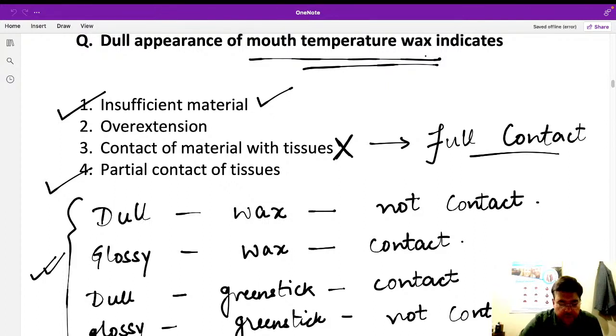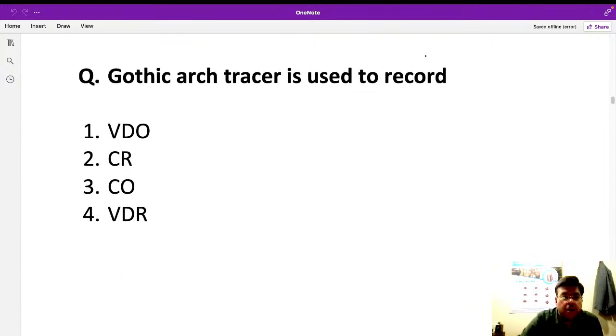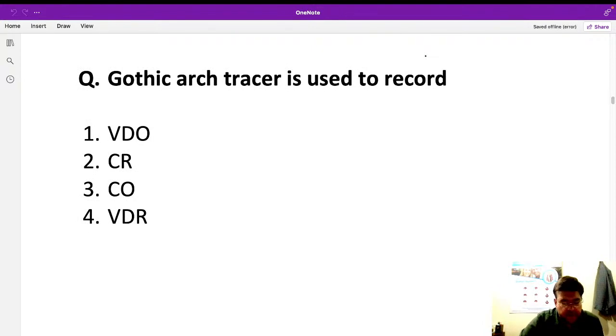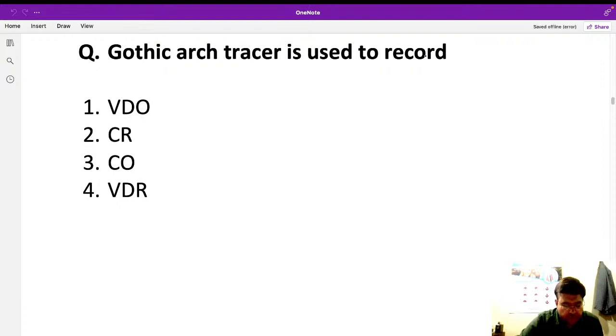Great. What about this question? Gothic arch tracer.